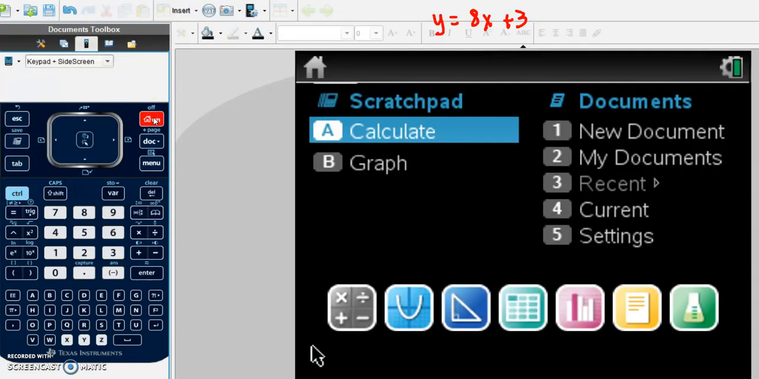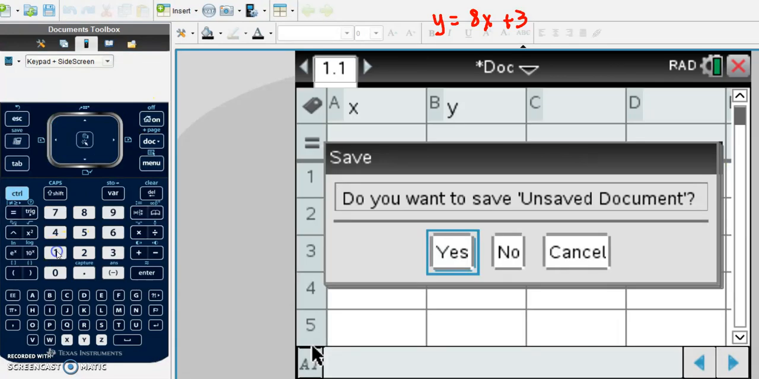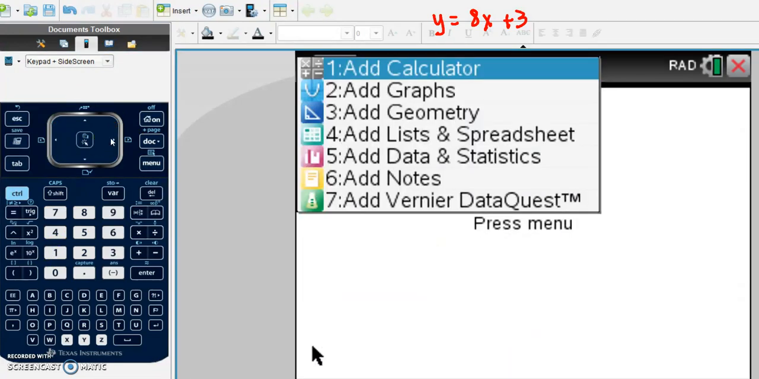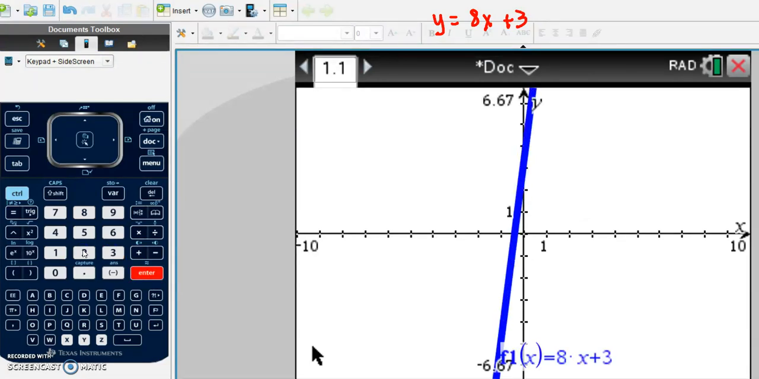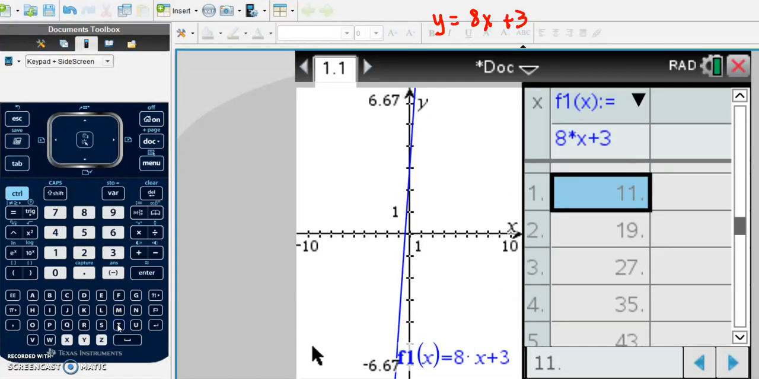Let's go to a new document. That's what I want to do. I don't want to save anything ever. And I want to do a graph. And let's type this in. We have 8x plus 3. I'm going to hit enter, and I see my graph, but I'm not really concerned about my graph. I want the table, so I'm going to hit Control T to get me my table.